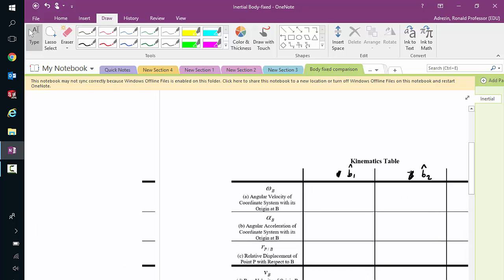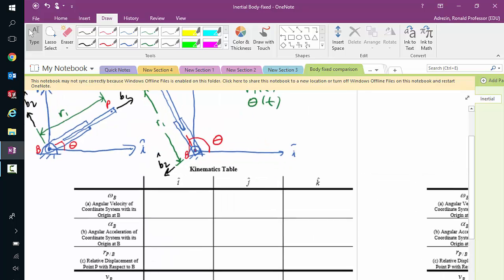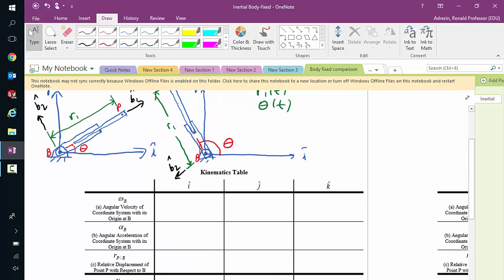So we're going to fill this out twice. So let's start with the inertial frame. The inertial frame was sort of simple in the sense that this omega refers to the coordinate system. It doesn't spin. Remember, the link spins, but not the coordinate system. I is always to the right, J is always up. Alpha, same thing. Angular acceleration of the coordinate system is 0. My displacement vector, we've done this a bunch of times, is R1 cosine theta, R1 sine theta, 0.